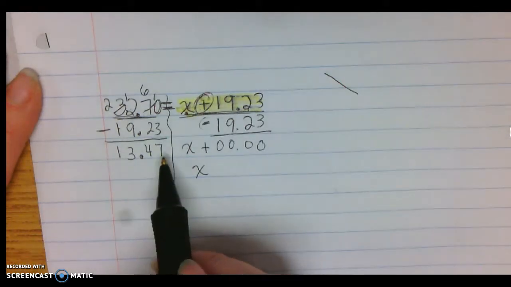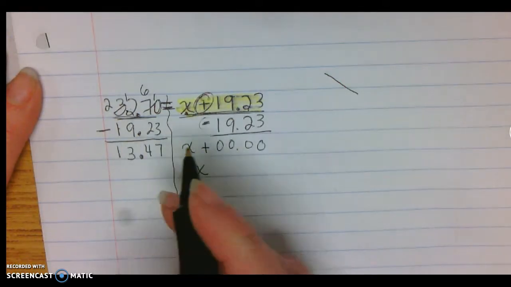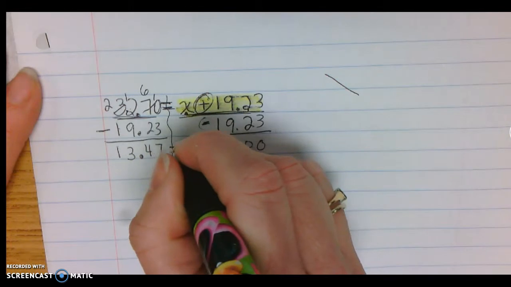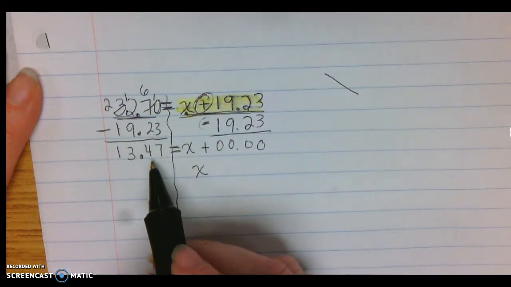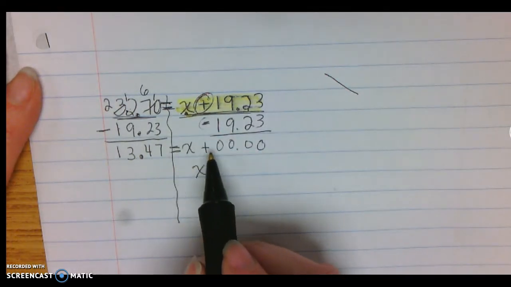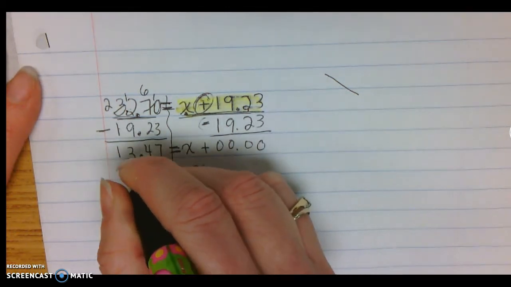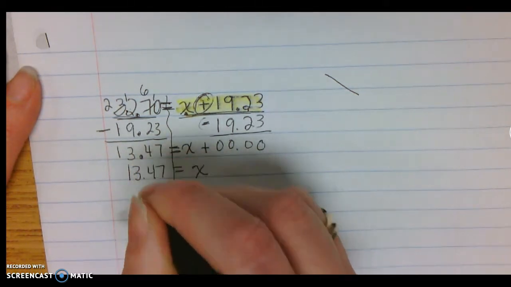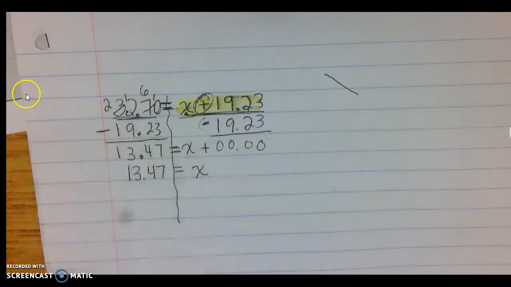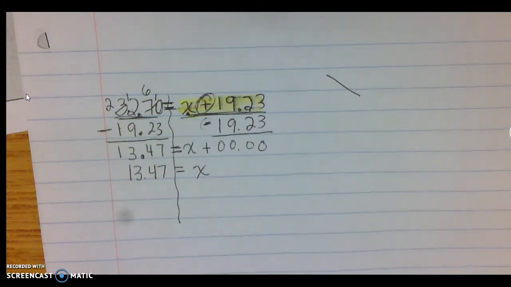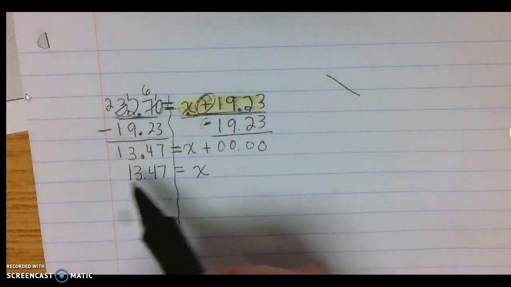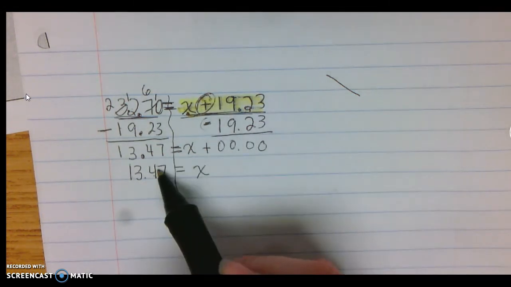So what I see here, since I did the same thing on both sides, I know that I kept them balanced. So I have 13.47 is the same as x plus 0. So that tells me that x is the same as 13.47. And although I'm a lazy mathematician, I do want to make sure that I have this solved correctly, and I can do that by using my substitution method.